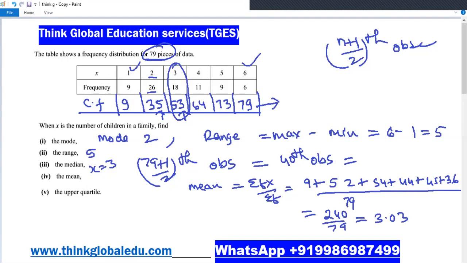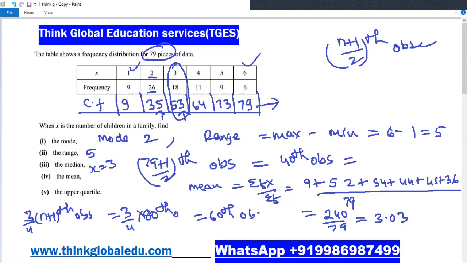And the next one is the upper quartile. For finding the median, we used the (n plus 1) over 2th observation, and for finding the upper quartile, we use 3 upon 4 times the (n plus 1)th observation. So 3 upon 4 of 80 would be 20 times 3, that is the 60th observation. Let us check from the table. The 60th observation comes under 64. So the upper quartile is x equal to 4, or upper quartile is equal to 4.